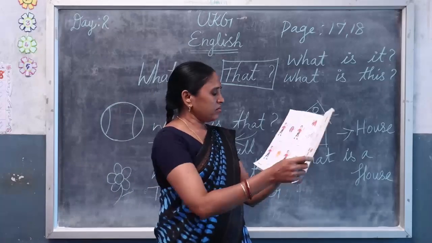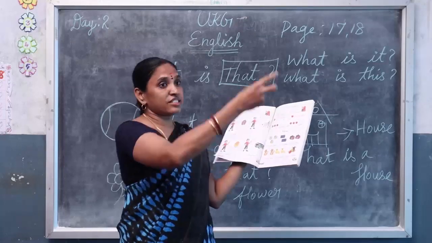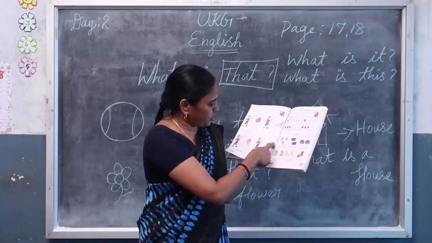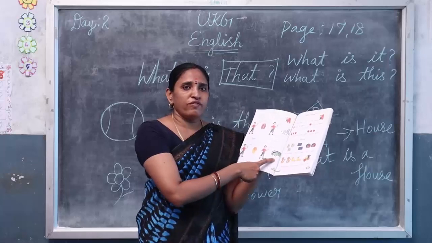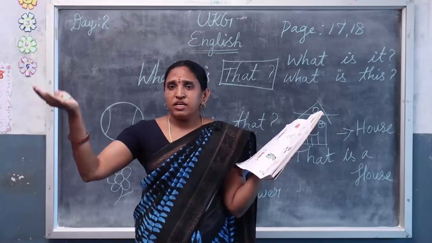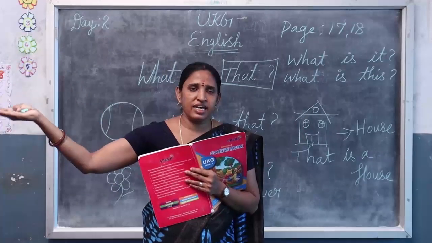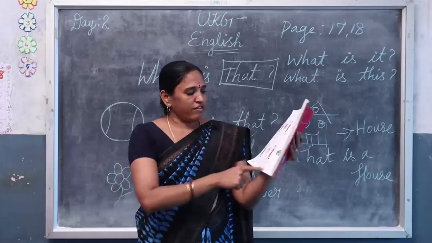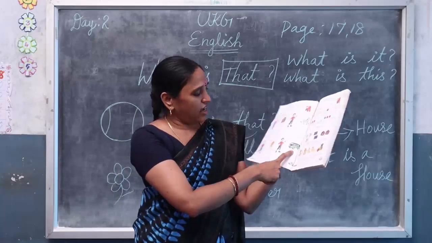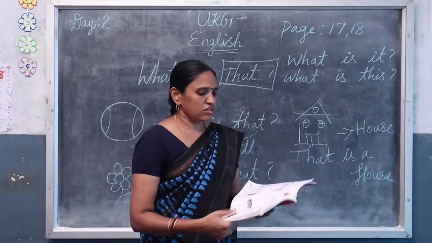Then the next picture, the boy says the question. What is that? What is the picture? A van. A van goes on the road, so we raise our hand and ask the question. What is that? That is a van. Okay, that is a van. You have to answer me. That is a van.